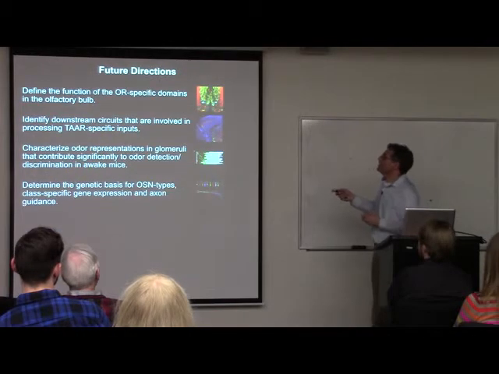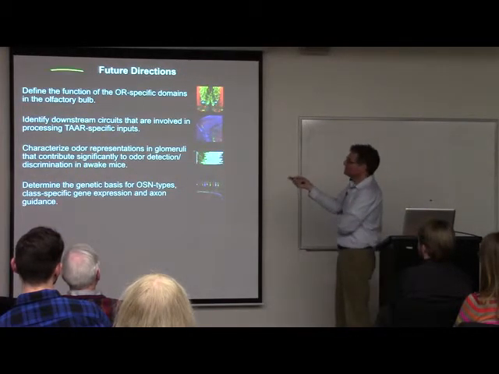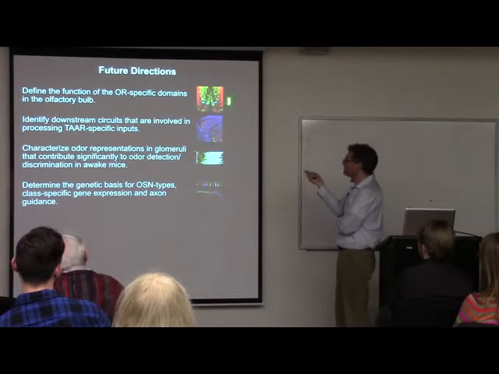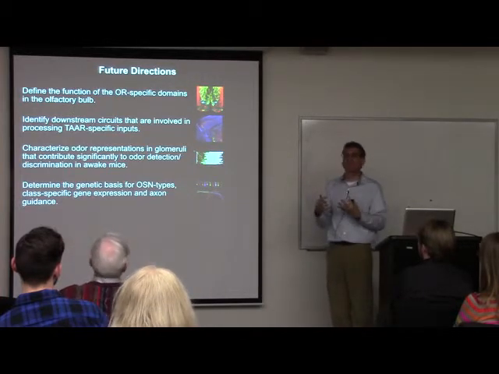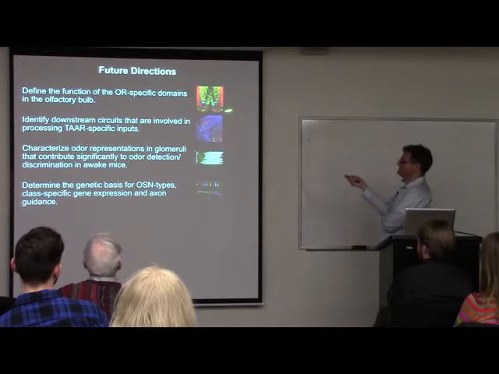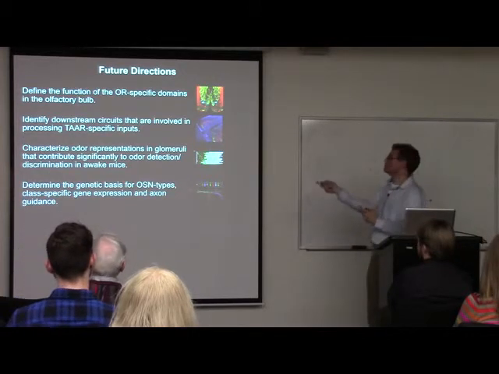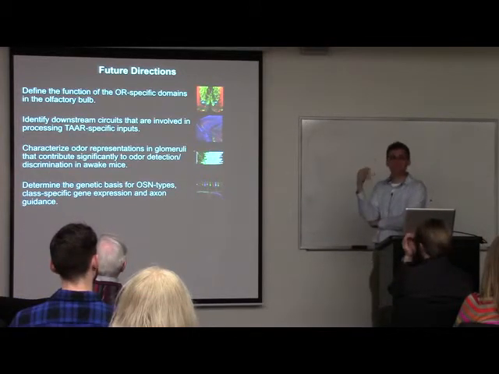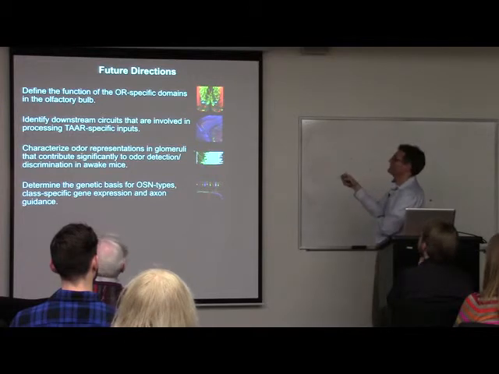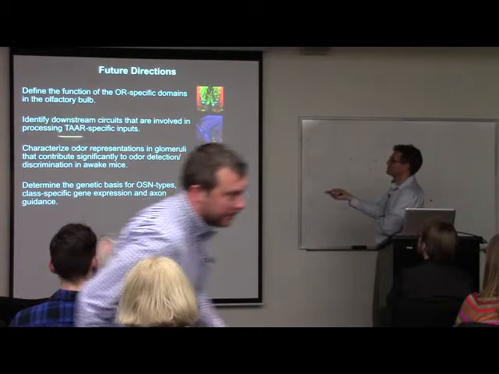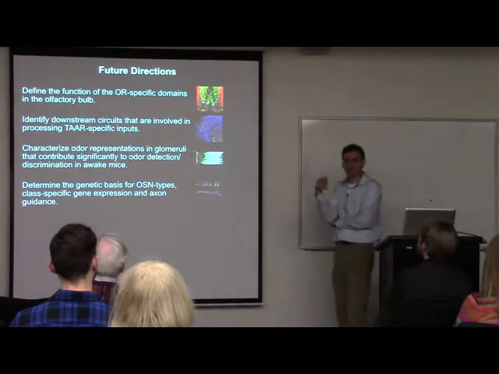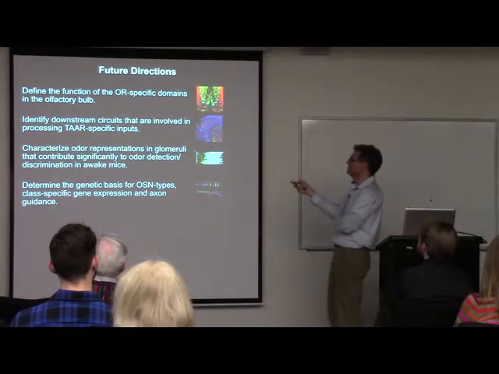And then more broadly, the lab is interested in defining, well, what is the function of this segregation of afferents? And does this mean that downstream circuits are preferentially getting input from these different regions of the bulb? That's something that we don't know. But we can certainly address that using viral tracing. We'd also like to know if the TARs are special in that they project information to a particular region of the brain.